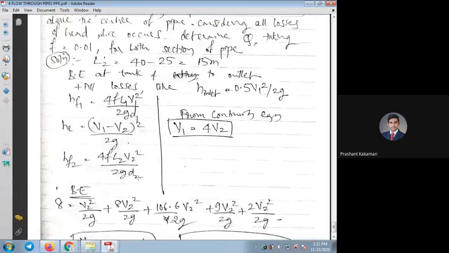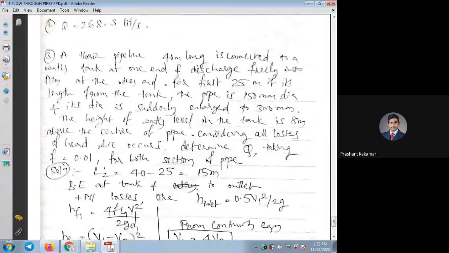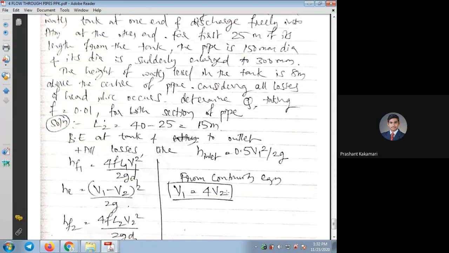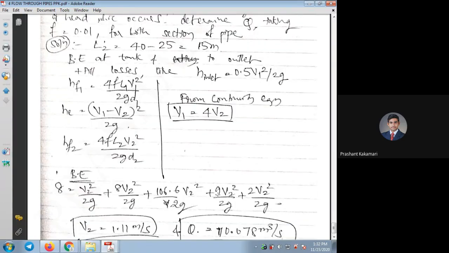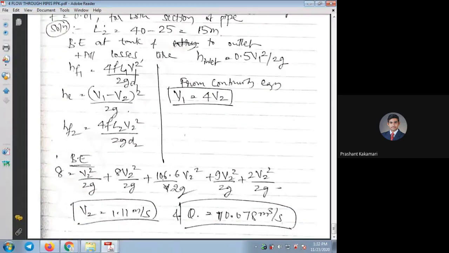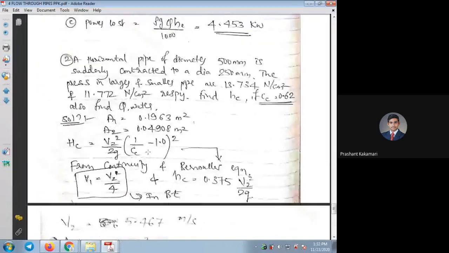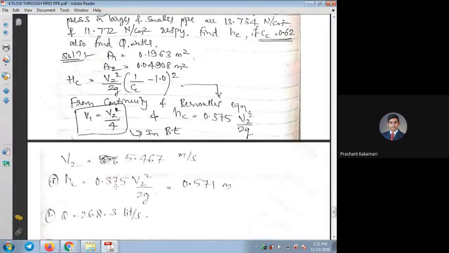And from the continuity equation, as the diameters of the two pipes, that is D1 and D2, are mentioned for the pipes, from that we can find out the V1 V2 relation. So that is coming around V1 is 4 times V2. So this we are going to substitute in the entire Bernoulli equation. This is what I was asking in the earlier problem. If you substitute this value in the entire Bernoulli equation, what is the velocity?